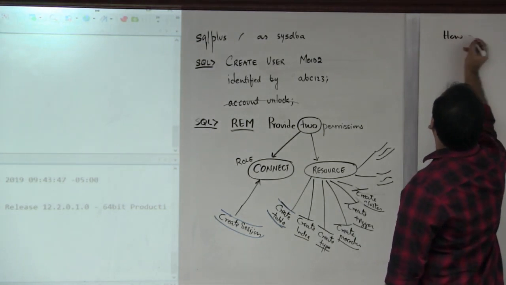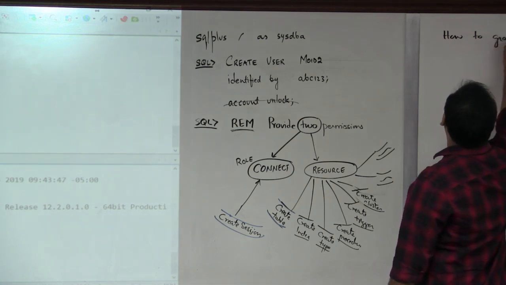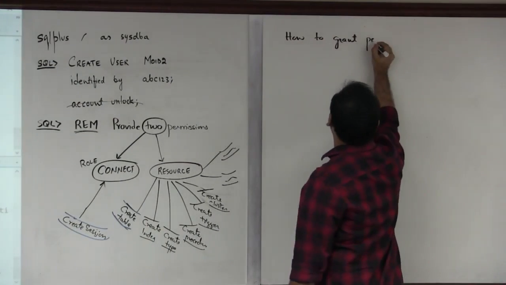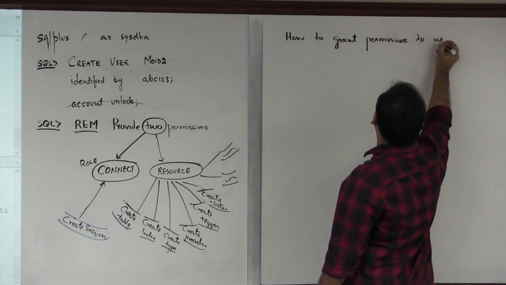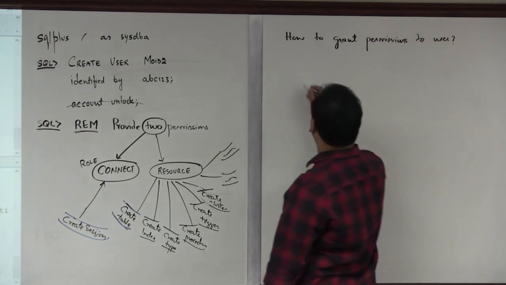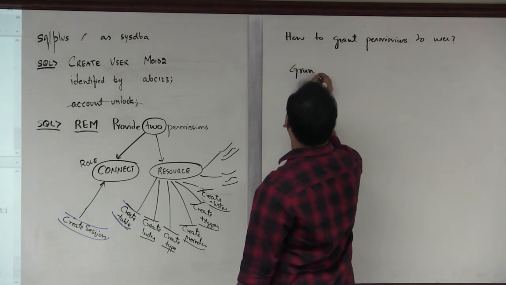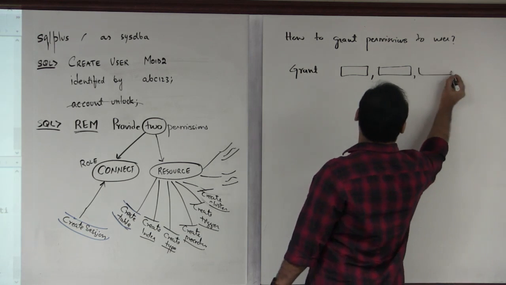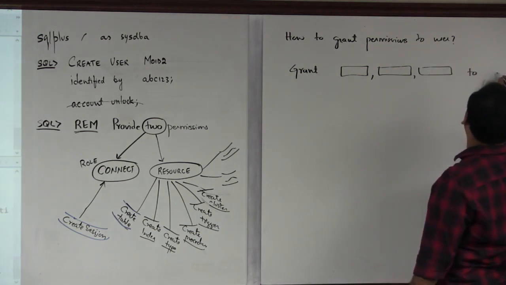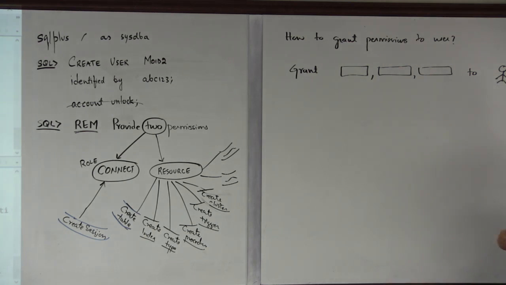How to grant permissions to user? Well, the simple thing is grant whatever the permission, 1, 2, 3 permissions, to user. This is what the command is to grant a permission.